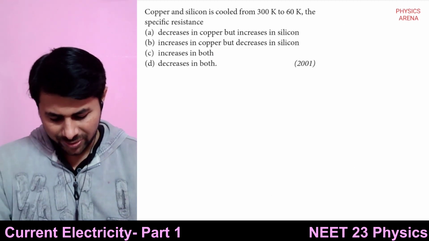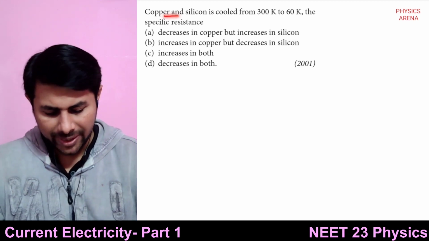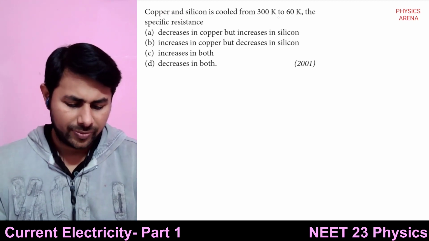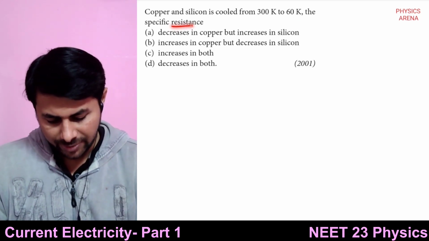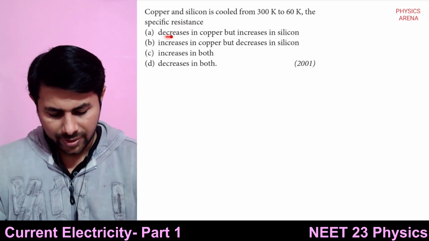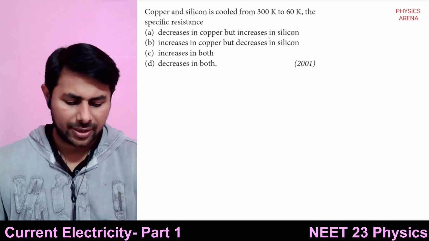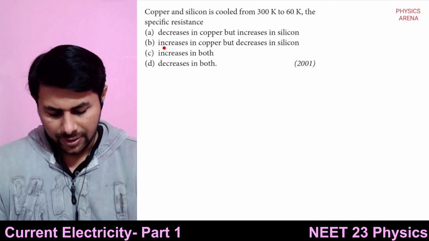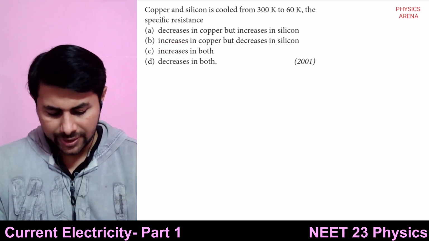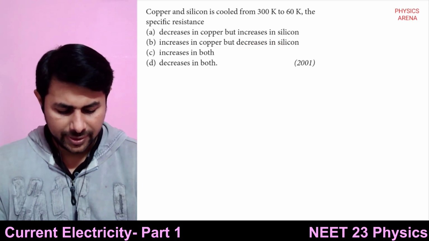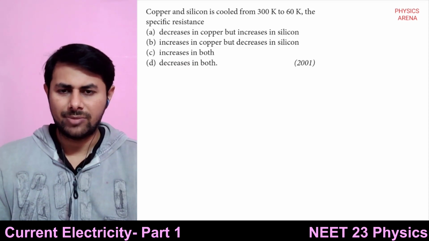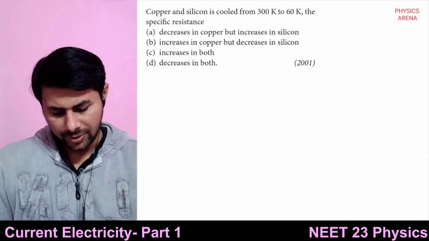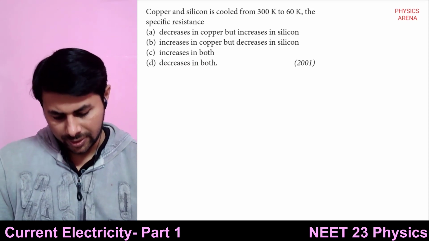Let's move on to the next question. Copper and silicon are cooled from 300 Kelvin to 60 Kelvin. The specific resistance: decreases in copper but increases in silicon; increases in copper but decreases in silicon; increases in both; decreases in both. Tell me, increases in copper but decreases in silicon?